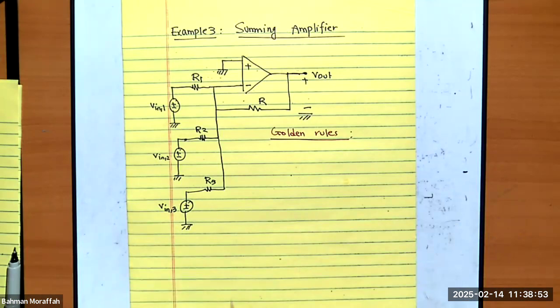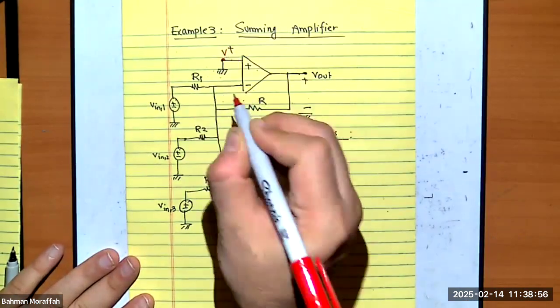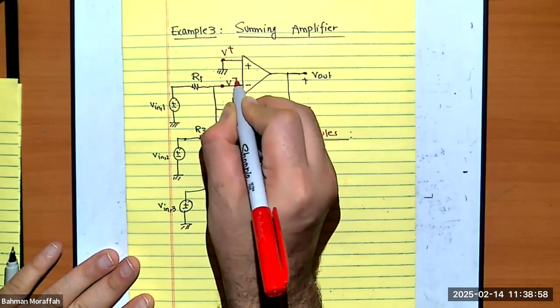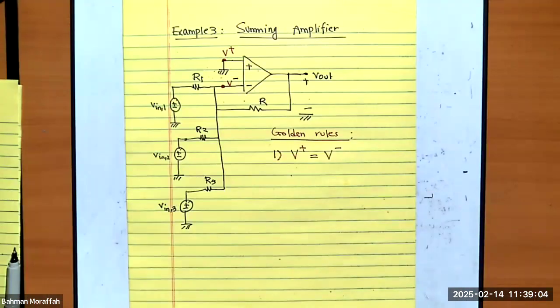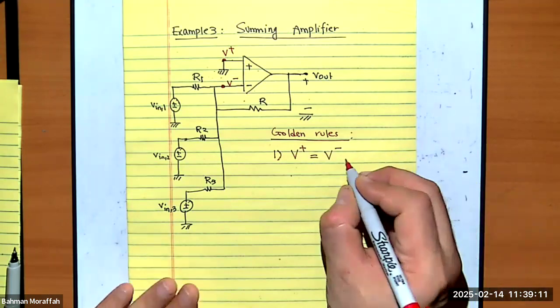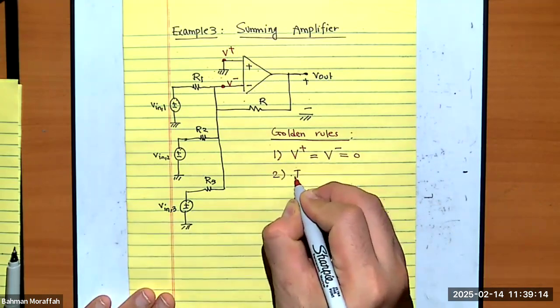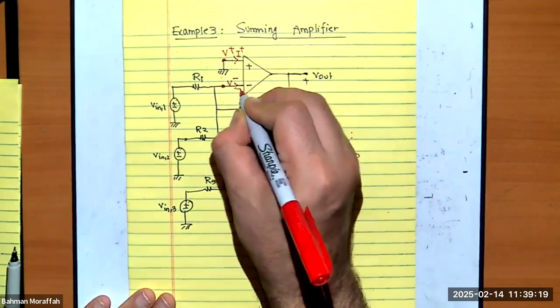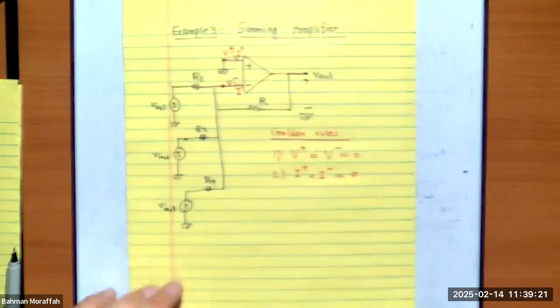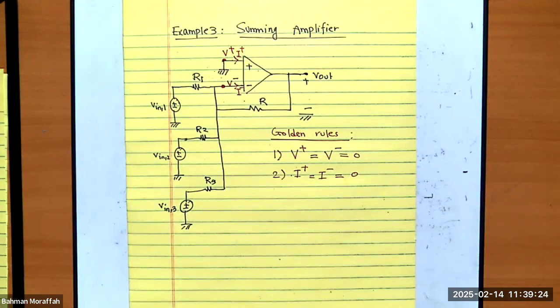What is the golden rule? Let's call this one over here V plus, and this one down here V negative. The first one tells me V plus is exactly the same as V negative. But what is V plus? It's 0, it's connected to the ground. The second one tells me I plus is the same as I negative, and that is 0. This is just the golden rule that we have.